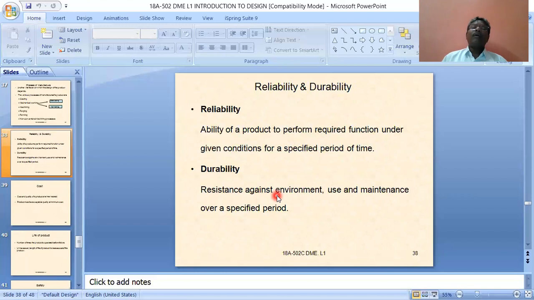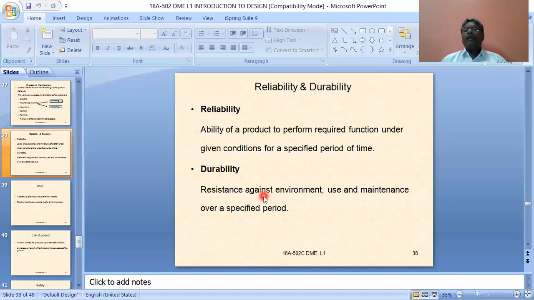Environment plays a major role, and in such cases we have to take the environment into account. So durability is resistance against environment and also use and maintenance over a specified period. To summarize: reliability is the required function over a specified period, whereas durability is resistance to environment, use, and maintenance.